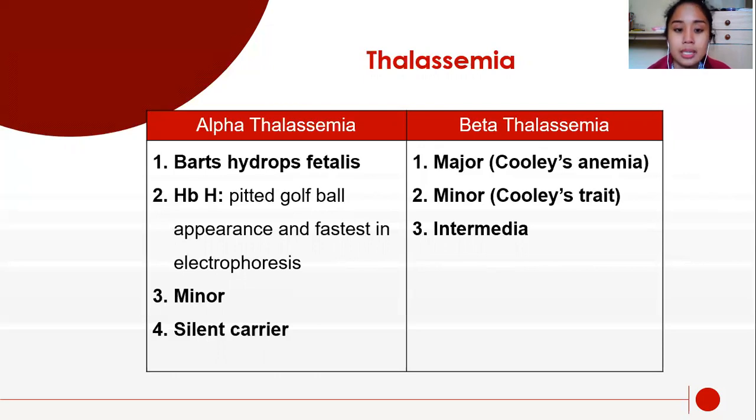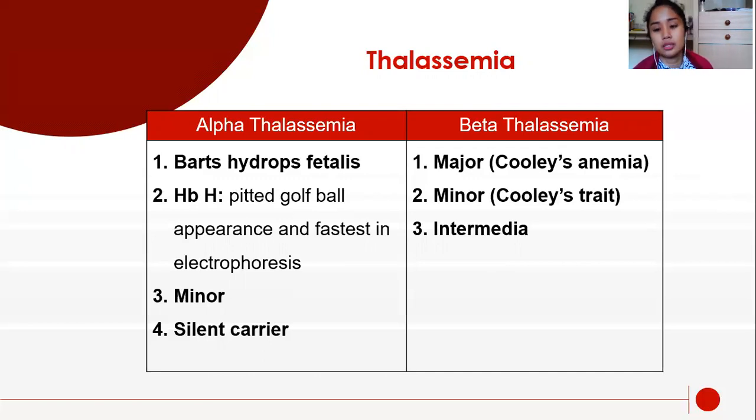Next, hemoglobin H. Class, it has a pitted golf ball appearance. That's the key characteristic of hemoglobin H. And it is the fastest in electrophoresis. When we had a reviewer, it said H as in hagibis, meaning fast. And we have minor and silent carrier. Next class, beta thalassemia. We have major. When you hear Cooley's anemia, that's beta thalassemia. And we have Cooley's trait and intermedia.